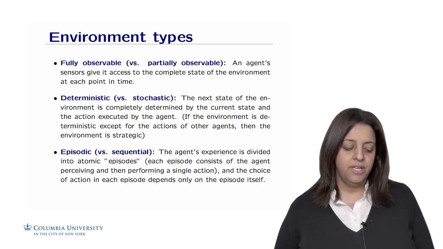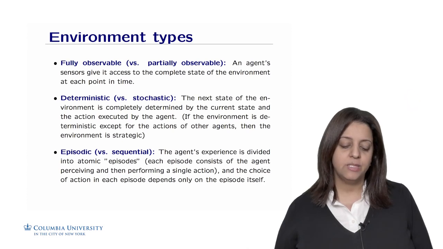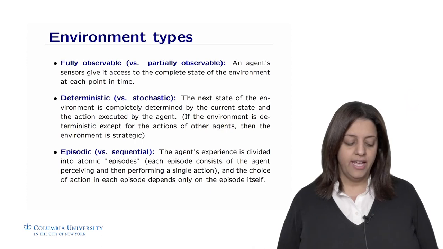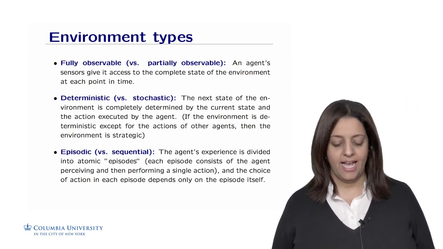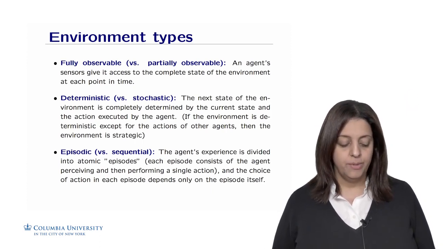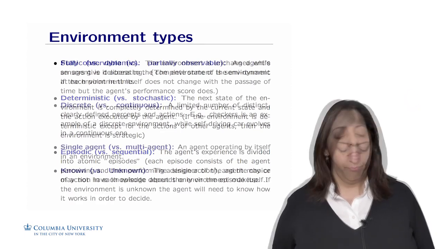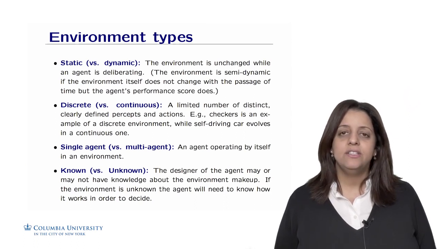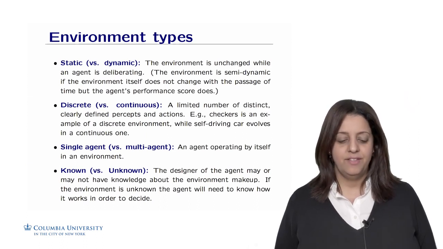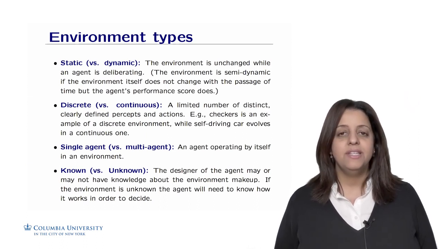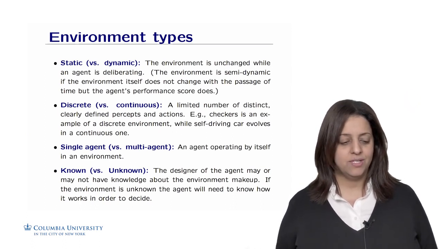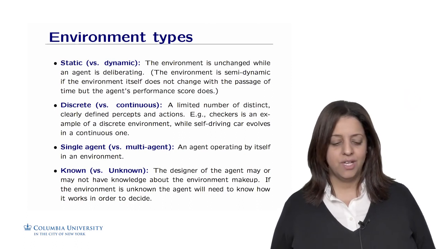An environment can also be episodic or sequential, in which the agent's experience is divided into atomic episodes. Each episode consists of the agent perceiving and then performing a single action. And the choice of action in each episode depends only on the episode itself. The environment is called static versus dynamic if the environment is unchanged while the agent is deliberating or thinking. The environment is called semi-dynamic if the environment itself does not change with the passage of time, but the agent's performance score does. So everything is the same, but the score is going down as time goes by. This is, for example, the case of chess with a clock.